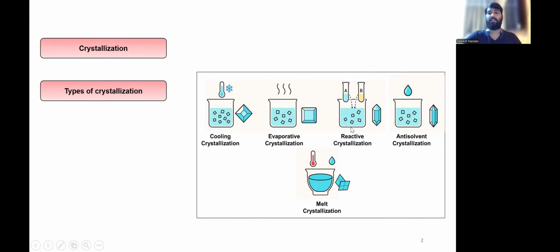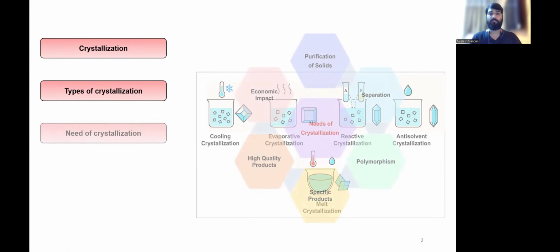And the third is the reactive crystallization. When we mix two different media, because of that, the crystallization occurs. And the fourth is the anti-solvent crystallization. When we add any secondary solvent other than the primary solvent, which reacts with the solute present inside the solution, the crystal forms. Then the next is the non-solvent based melt crystallization. Here we melt the solute beyond its melting temperature, and because of that, the crystallization occurs.